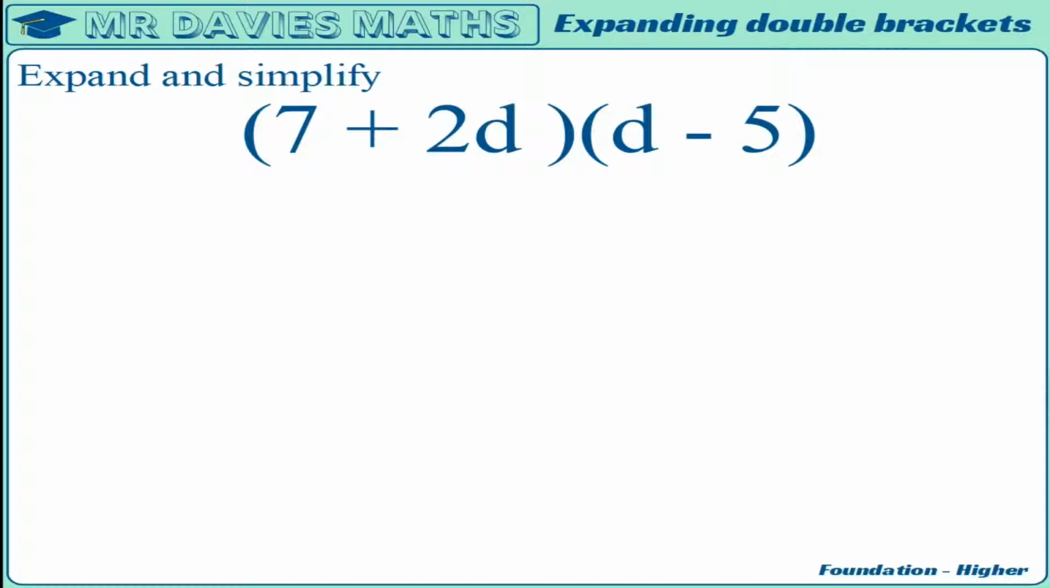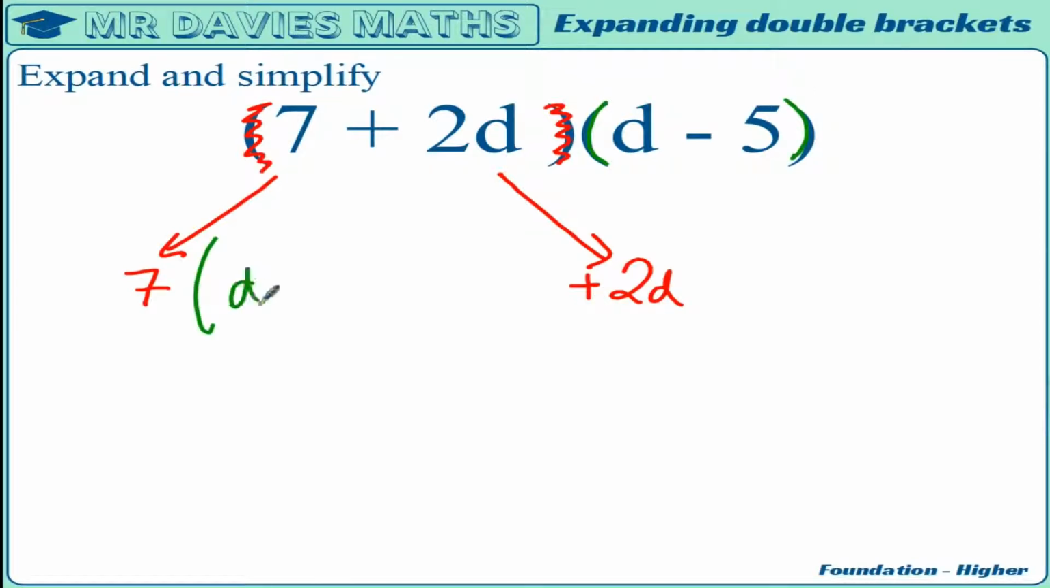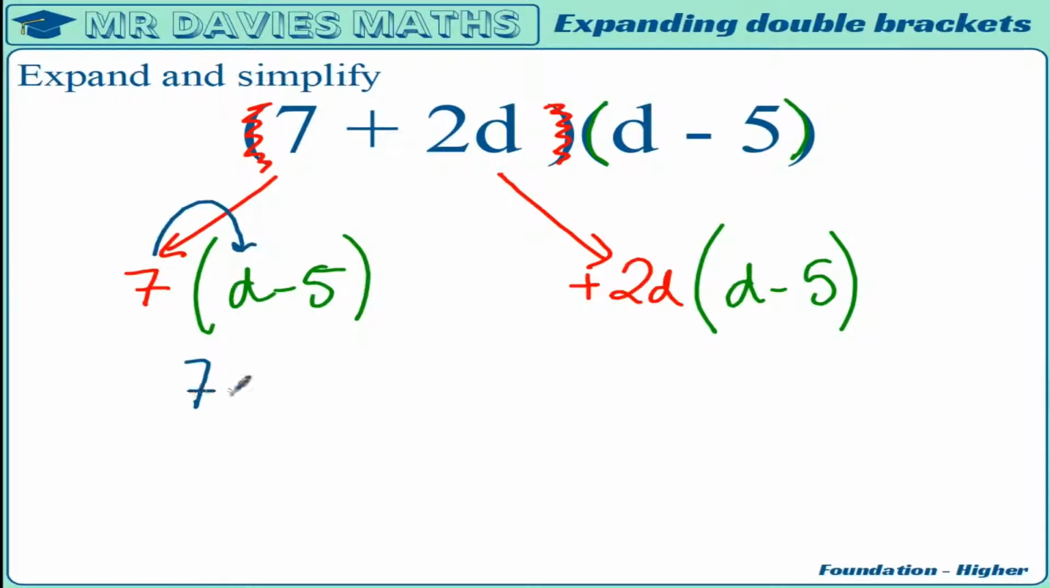Here we go. So I've got the first bracket, I've got a 7 this time over here, and I've got plus 2d there, put the plus in there as well. And then I've got my repeated bracket, which is d minus 5, and I've got d minus 5. Okay, two single brackets. 7 times by d is 7d, and 7 times by minus 5 is negative 35.